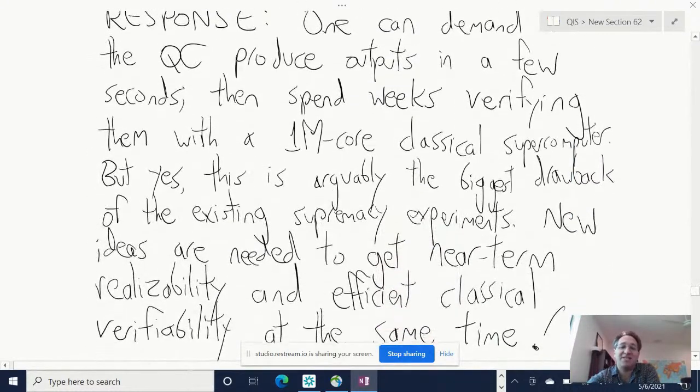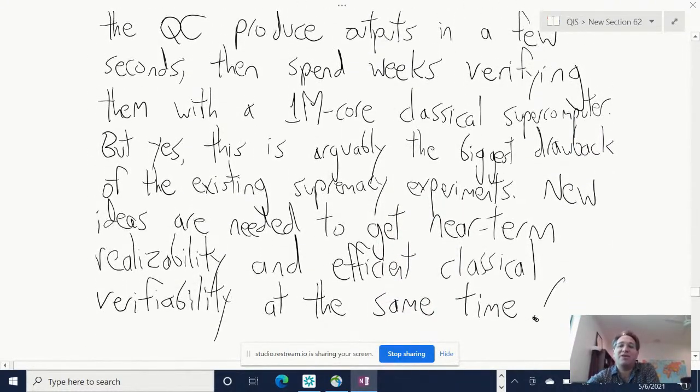Having said that, yes, I think that this is maybe the biggest drawback of the quantum supremacy experiments as they stand. One of the biggest open problems in this area is, how can we get an experiment that is both realizable using near-term quantum computers, and that achieves quantum supremacy, and where the results can be easily verified using a classical computer? There's been some progress on that, but we don't know how to do it yet.